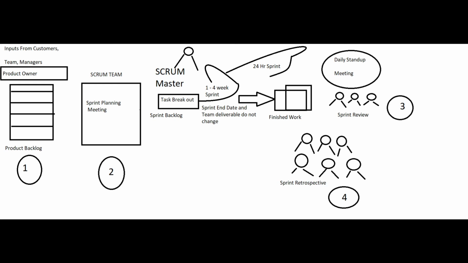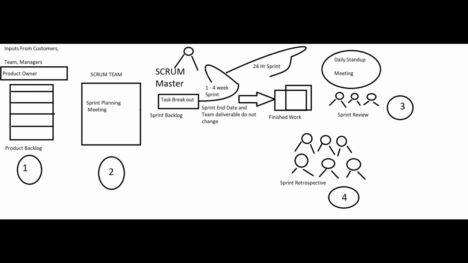The next role here is the Scrum Master. Who is this Scrum Master? The Scrum Master coordinates the whole Scrum process and the Scrum team. He is the leader of the Scrum team or Scrum framework.